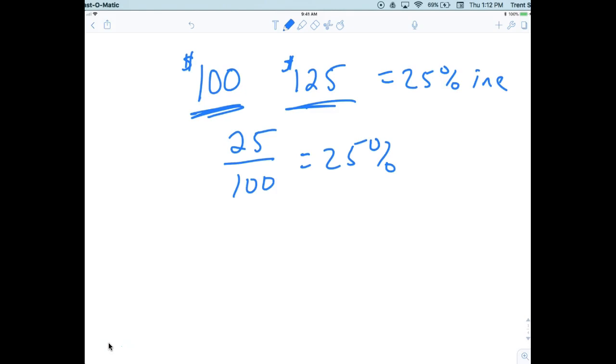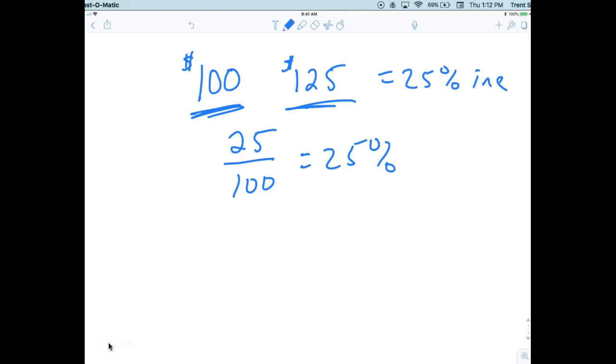So the percent of increase is always the what? Change. And how do I find the change? Subtract. All you do is subtract the two numbers. Now, I prefer that you subtract the highest from the lowest. Everybody with me on this? Because if you do 100 minus 125, you get negative 25. I don't want you confused on whether it's increase or decrease. That's why I just say subtract the two numbers.